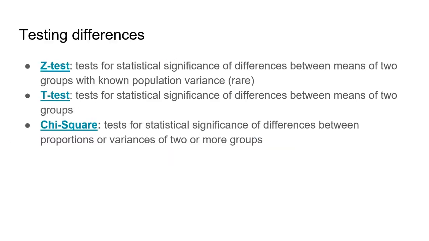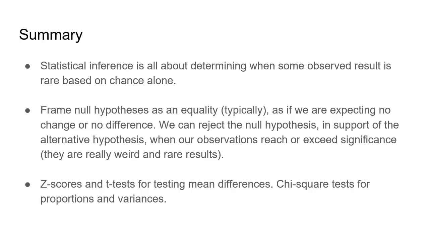There are 3 different tests we can refer to. The first is the z-test, which assumes we know the population variance. But since we don't always know that, we will need to look at other types of tests. One is the t-test, which can be used when we don't know the population variance, as it uses the mean of two groups. And the third is the chi-square test, which looks at the significance of differences between proportions or variances of two or more groups.